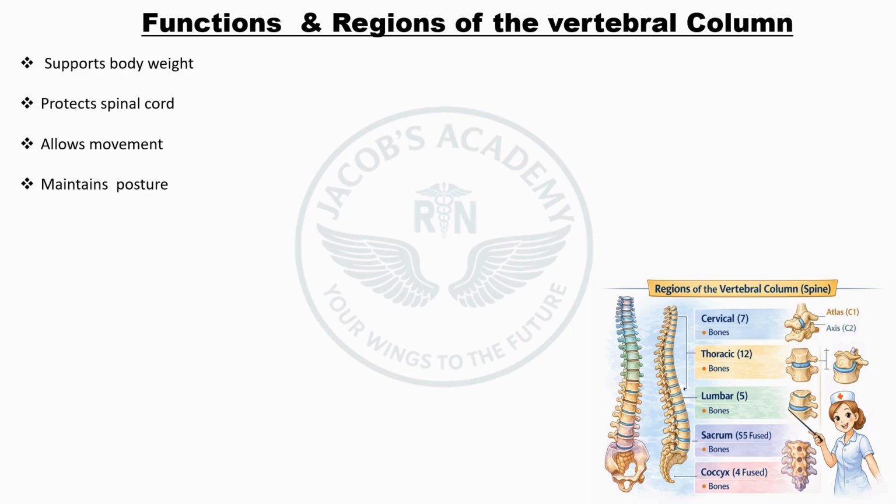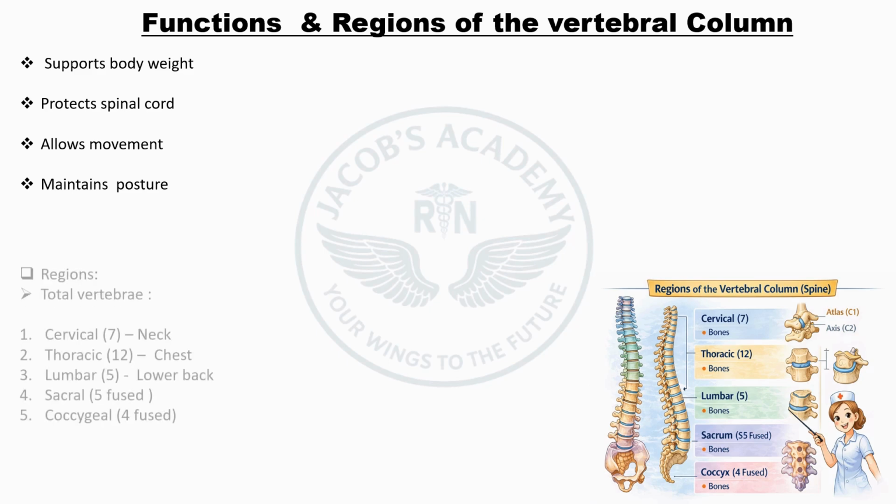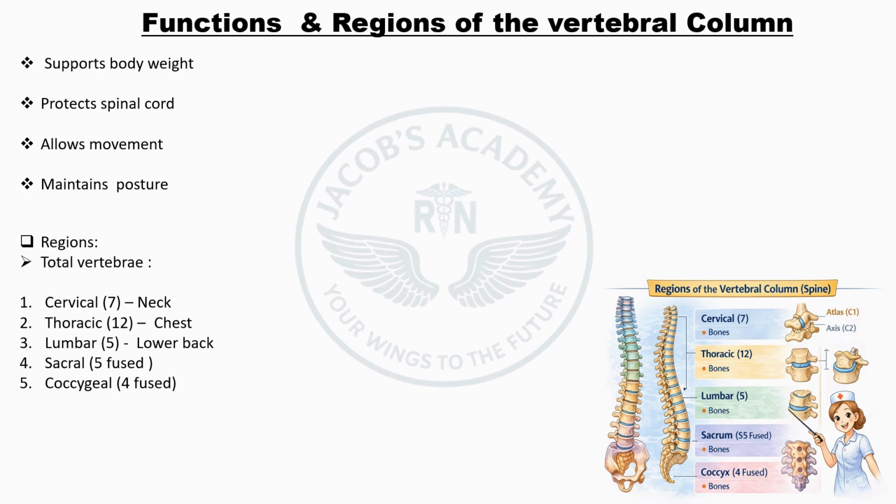Now let us look at the regions of the vertebral column. The vertebral column consists of a total of 33 vertebrae divided into 5 regions. One by one we can see. The first is the cervical region, which has 7 vertebrae and is located in the neck. This region supports the head and allows movements like nodding and rotation. The second region is the thoracic region, which has 12 vertebrae and is located in the chest area. These vertebrae are attached to the ribs and provide stability.